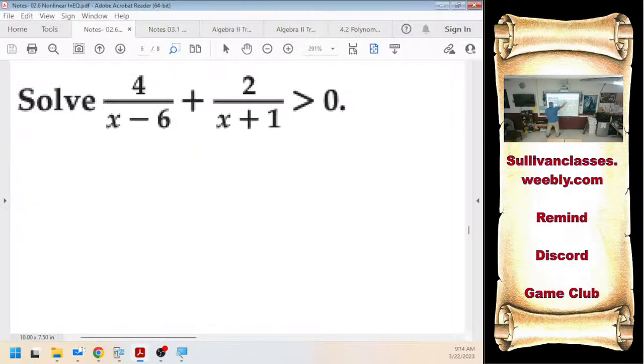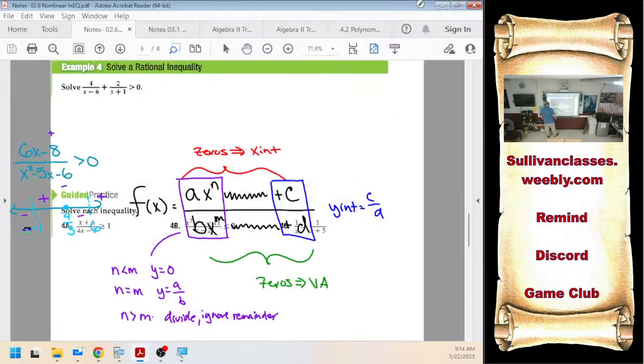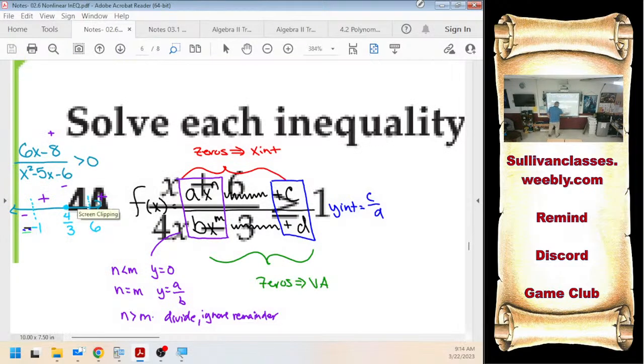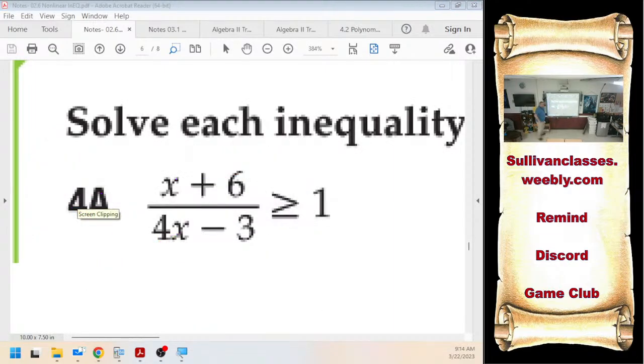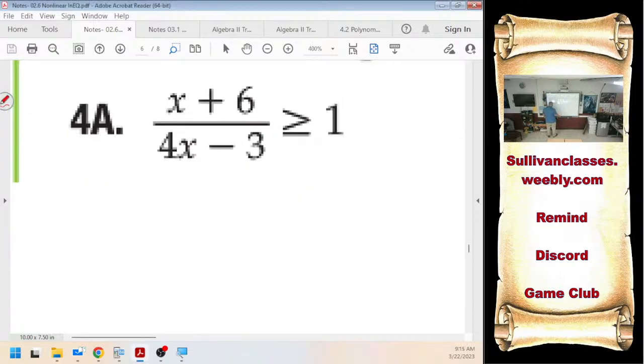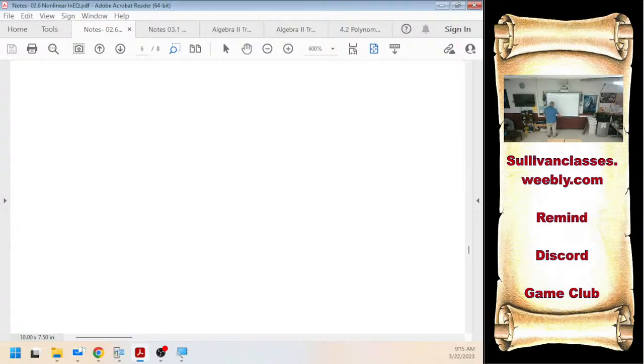So, this one's nice and easy. It's already set up for us. Start there. Oh. What was it? Negative infinity, -1, 4/3, 6, infinity.